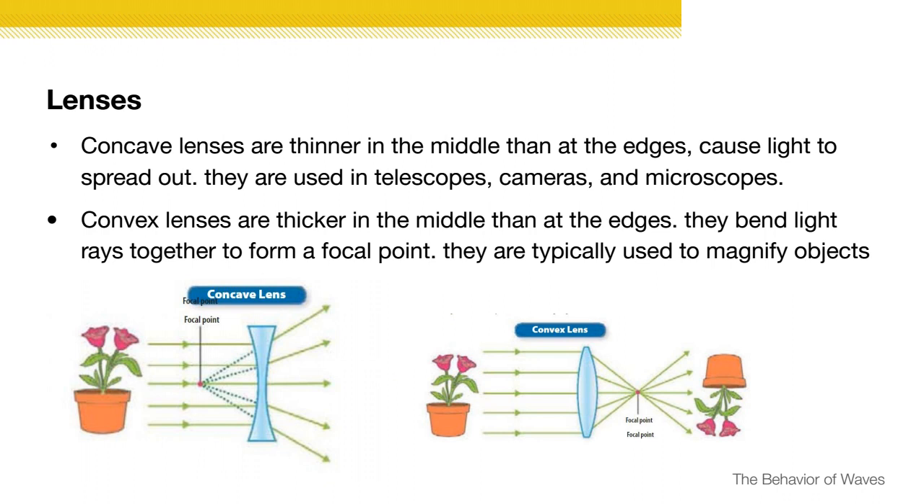Next, we have concave and convex lenses. Now, concave lenses are thinner in the middle than they are at the edges. Typically use these in a lot of optical equipment, so things like telescopes, cameras, microscopes. Convex mirrors are usually used to magnify objects, so like contact lenses. These are thicker in the middle than they are on the outside. So just like with the mirrors, if you can explain how they affect an image, and if you were given a diagram, could you label one concave versus the other convex?